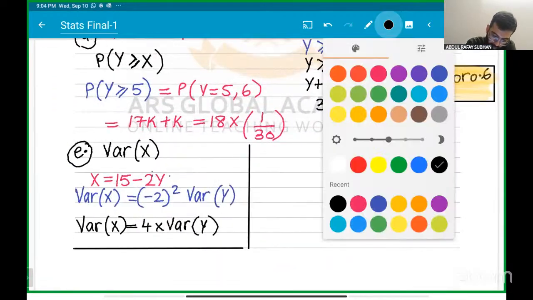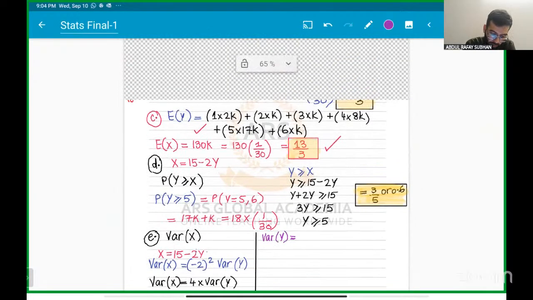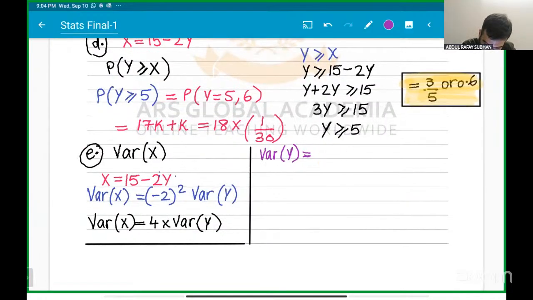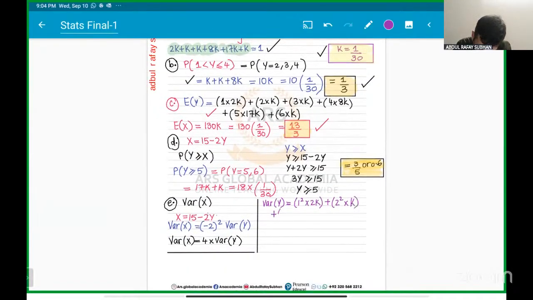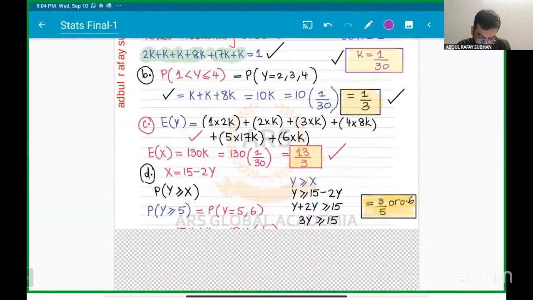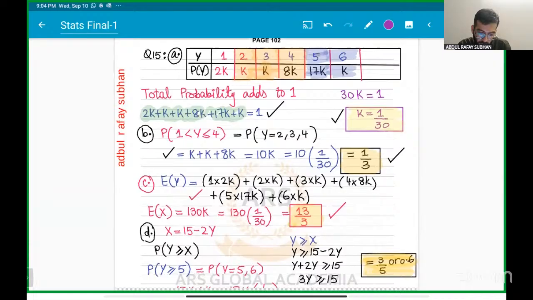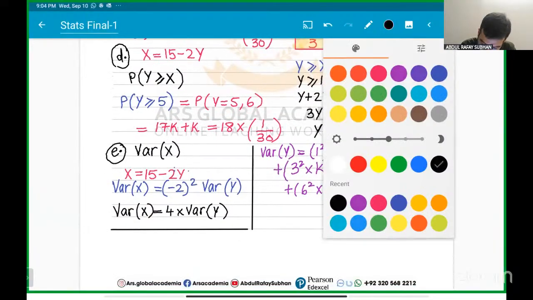So, sir, we have to get the variance of y. Let's start. Variance of y will be, from the top, 1 square times 2k, plus 2 square times k, and 3 square times k, plus 4 square times 8k, plus 5 square times 17k, and 6 square times k. So we get the variance, and then we subtract the mean as well.